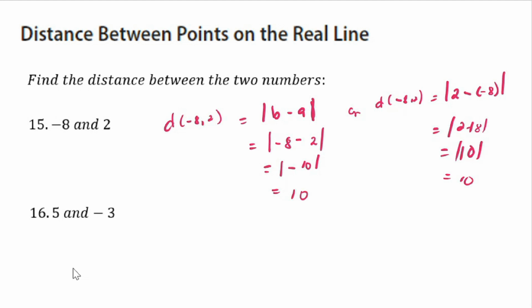So for number 16, we have the distance from negative 3 to 5. So we have the distance of negative 3 minus 5. Negative 3 minus 5 is negative 8, and the absolute value of negative 8 is 8. Or you can do the other way around. It could be 5 minus negative 3, still positive 8. The absolute value of positive 8 is just 8.